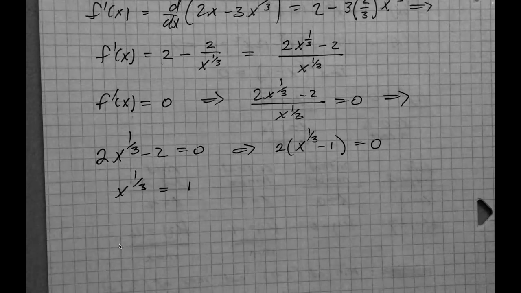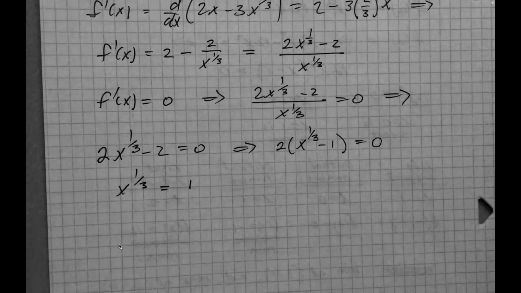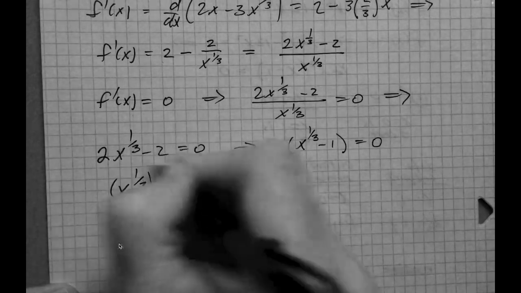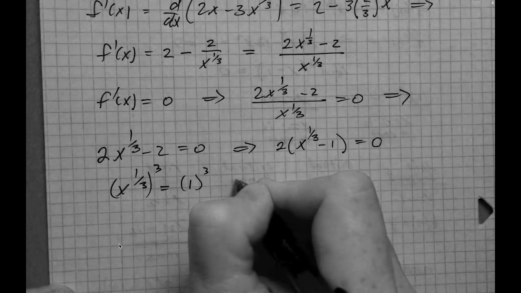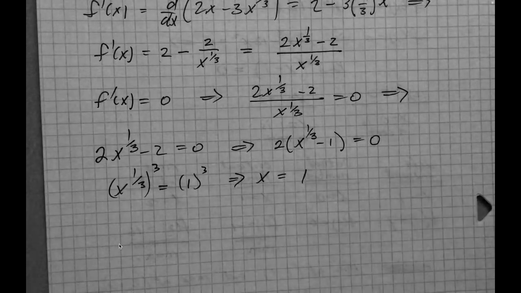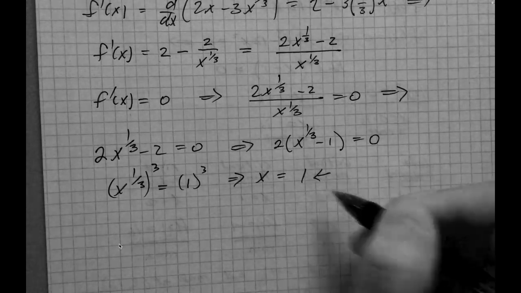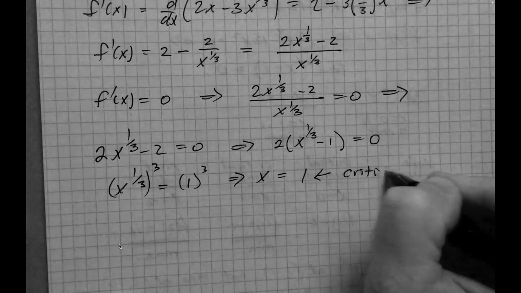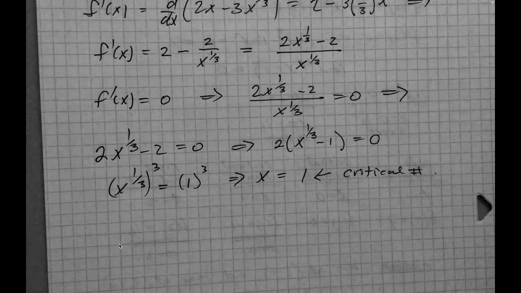And now how would we solve for x in this case? How would we get x? How do we negotiate the exponent? Well, we basically cube both sides, right? So you can think of it like this. And so if we do that, we get x equals 1, right? So we have a critical number at x equals 1. Okay, so this is a critical number. Are there any other critical numbers that we need to worry about?